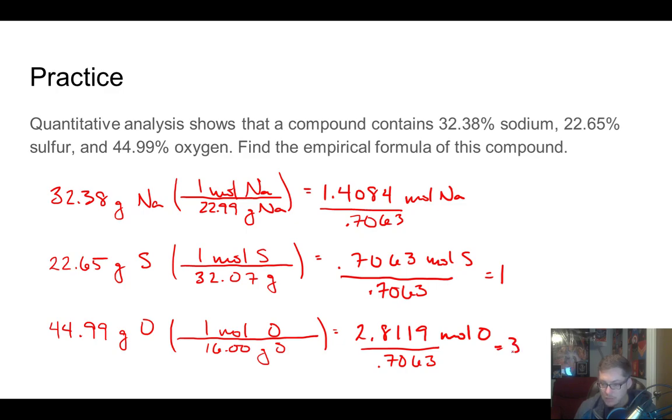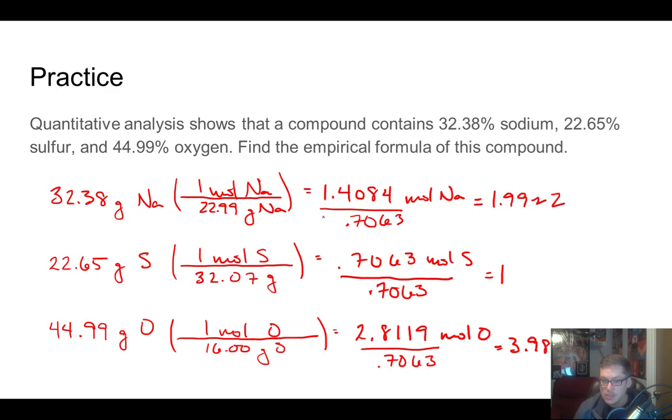We get 3.98. Now this is close enough to round to 4, so we're just going to say that's 4. All right, and then 1.4084 divided by 0.7063. Well, that should be 1.99. So that's going to be 1.99. That's close enough to round to 2.